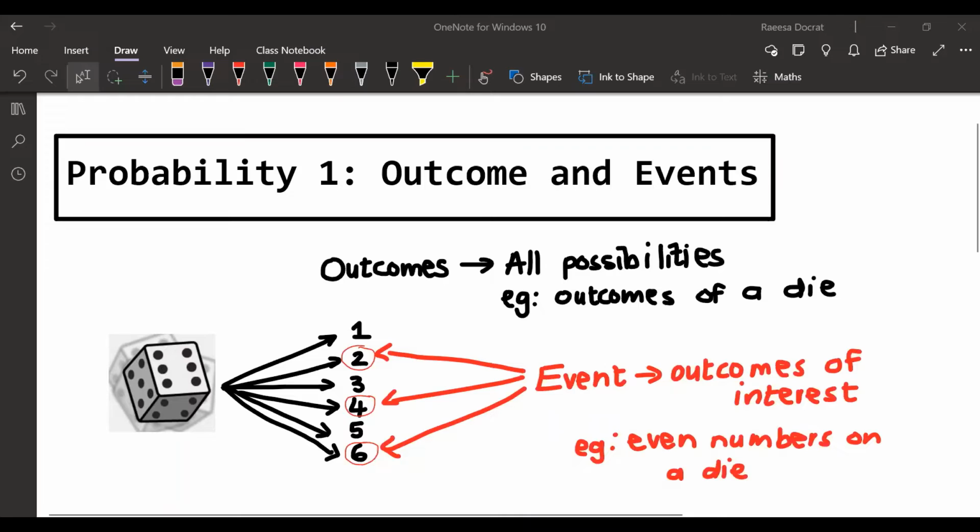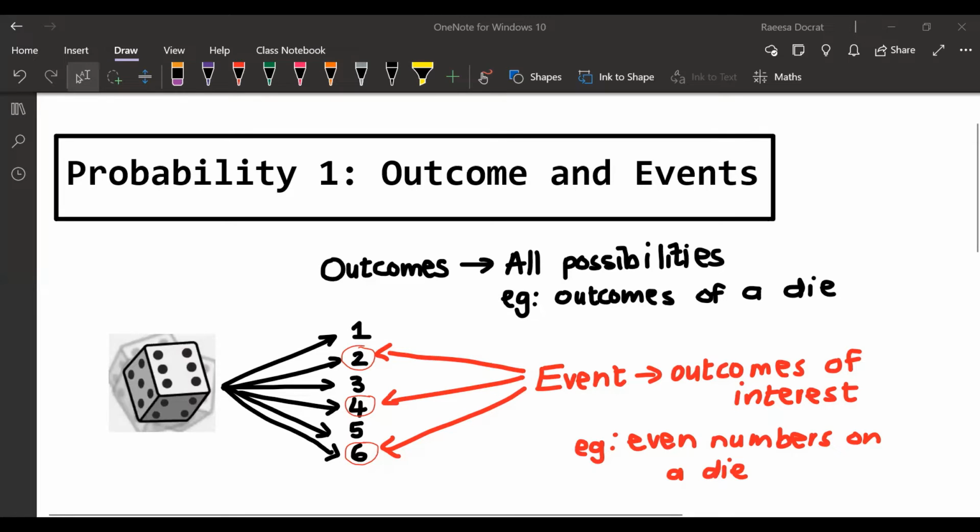It's a die. When you roll a die, you could either get 1, 2, 3, 4, 5, or 6. And those 1 to 6 are the outcomes. It's all the possibilities, which in this case is all outcomes of a die. Something like 0 or 8 will not be an outcome of a 6-sided die, as it only has these as possible outcomes.